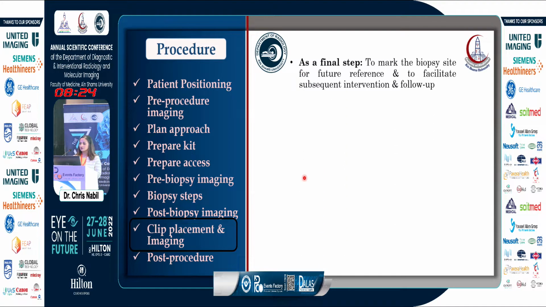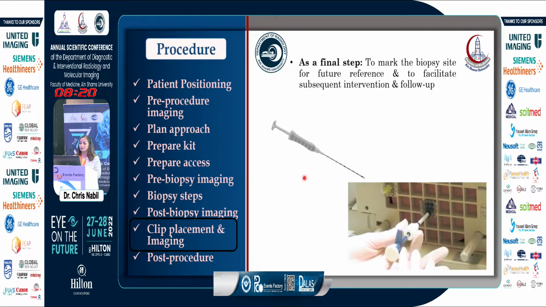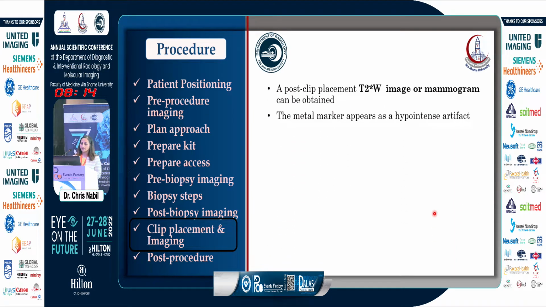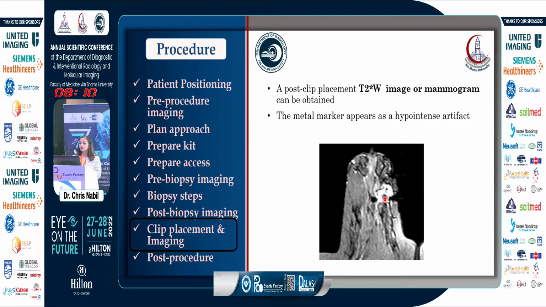And as a final step, to mark the biopsy site for future reference and to facilitate subsequent intervention and follow-up, a titanium clip is inserted and deployed also through the sheath. And post-clip placement, a T2-star weighted image or mammogram can be obtained where the hypo-intense artifact is the metal marker.